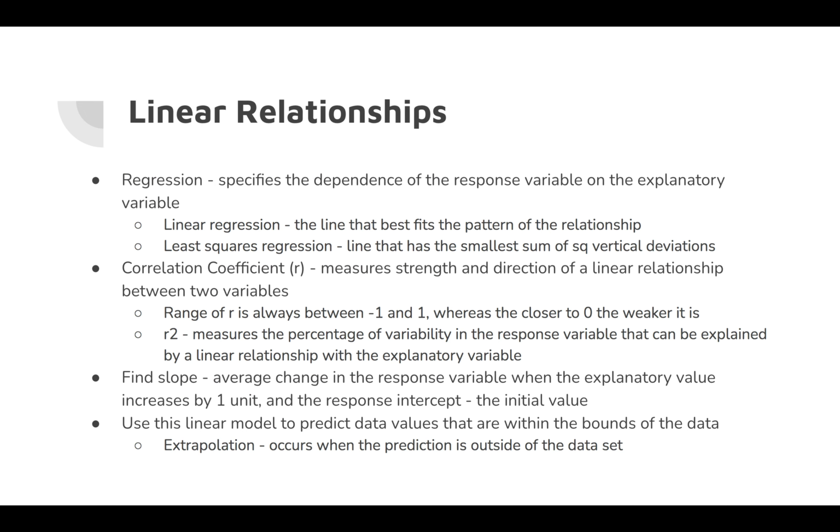For graphs that have a linear form, we can analyze it more in depth to find the regression formula. Regression specifies the dependence of the response variable on the explanatory variable, and we can use the correlation coefficient to measure that strength and direction. We will need to find the slope and intercept in order to form the equation, which can be used to make predictions. Just be wary of extrapolation, which occurs when the prediction lies outside of the dataset.